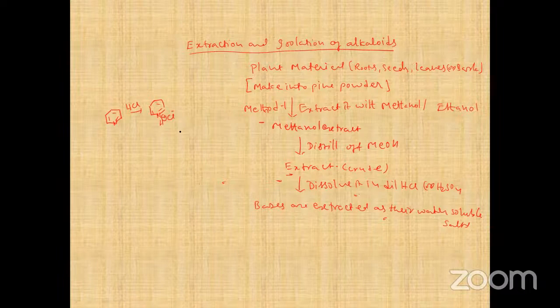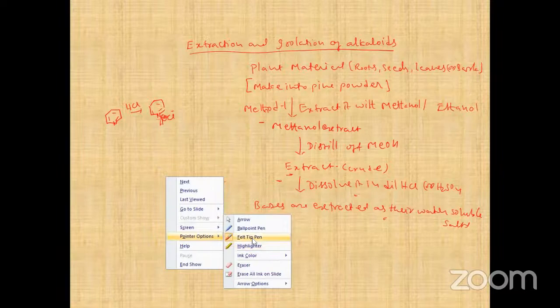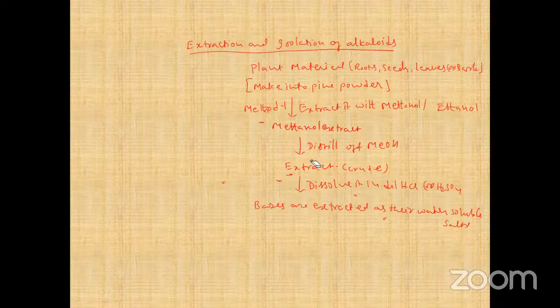The alkaloid, in the form of a primary, secondary, or tertiary amine nitrogen, will be reacted with the dilute acid. The dilute acid generates the salts. That salt will be dissolved in the water. Therefore, that will be extracted from the crude material, right? Now the bases are extracted as their water soluble salts. Now, just filter it first.